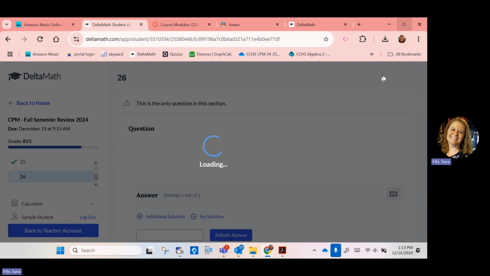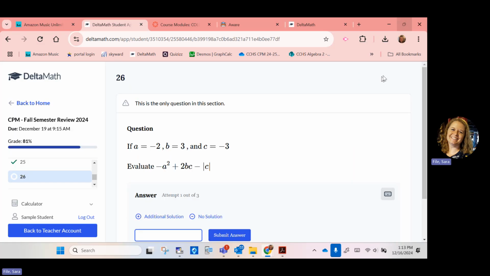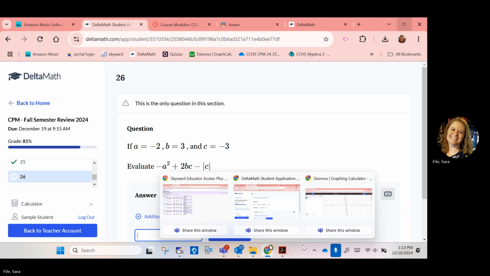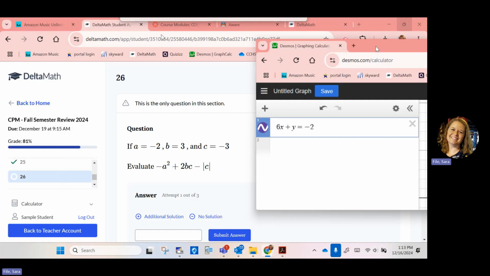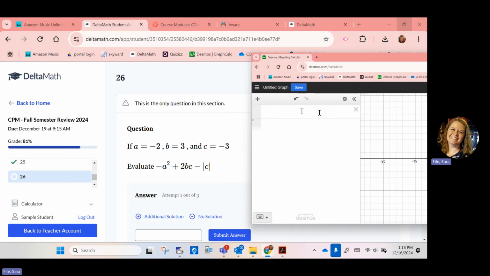All right, in number 26, we're told if A is -2, B is 3, and C is -3, evaluate this. So this is a PEMDAS, an order of operations question, and it took more steps when we were having to do this with a 4-function calculator. But now you've got 2 options. You can type it in just as you see it with A's, B's, and C's. And then the absolute value, you'd have to get down here.